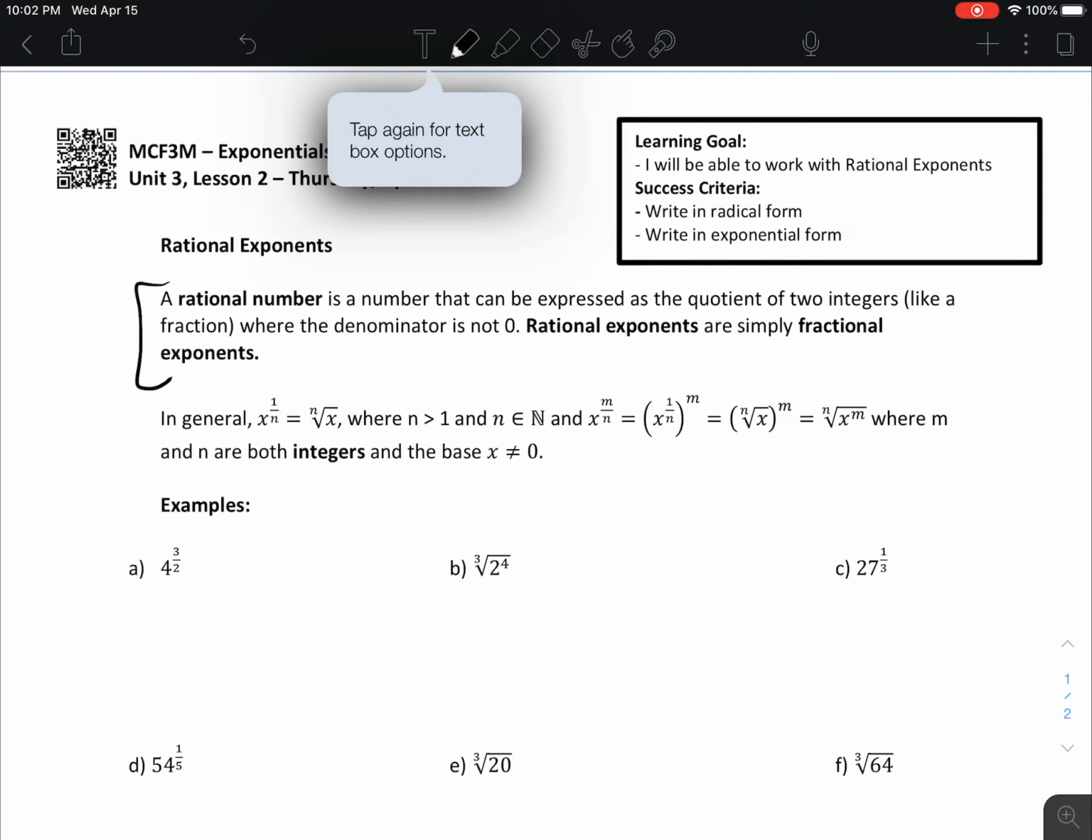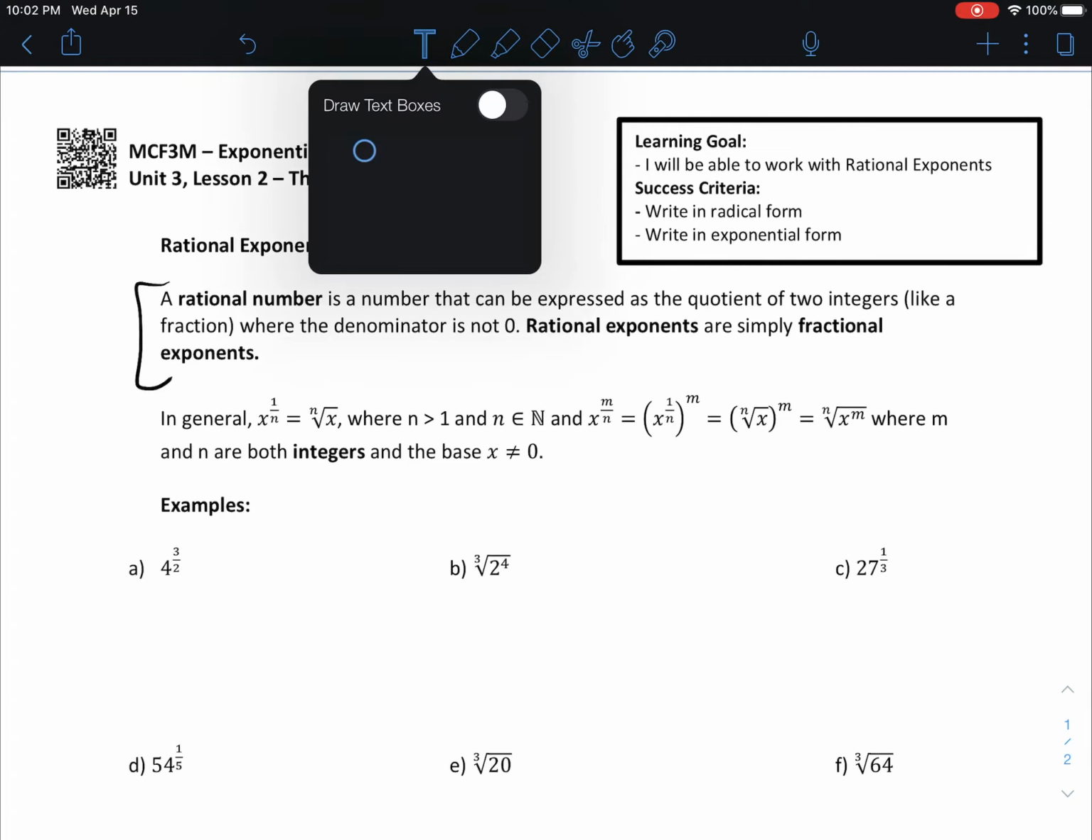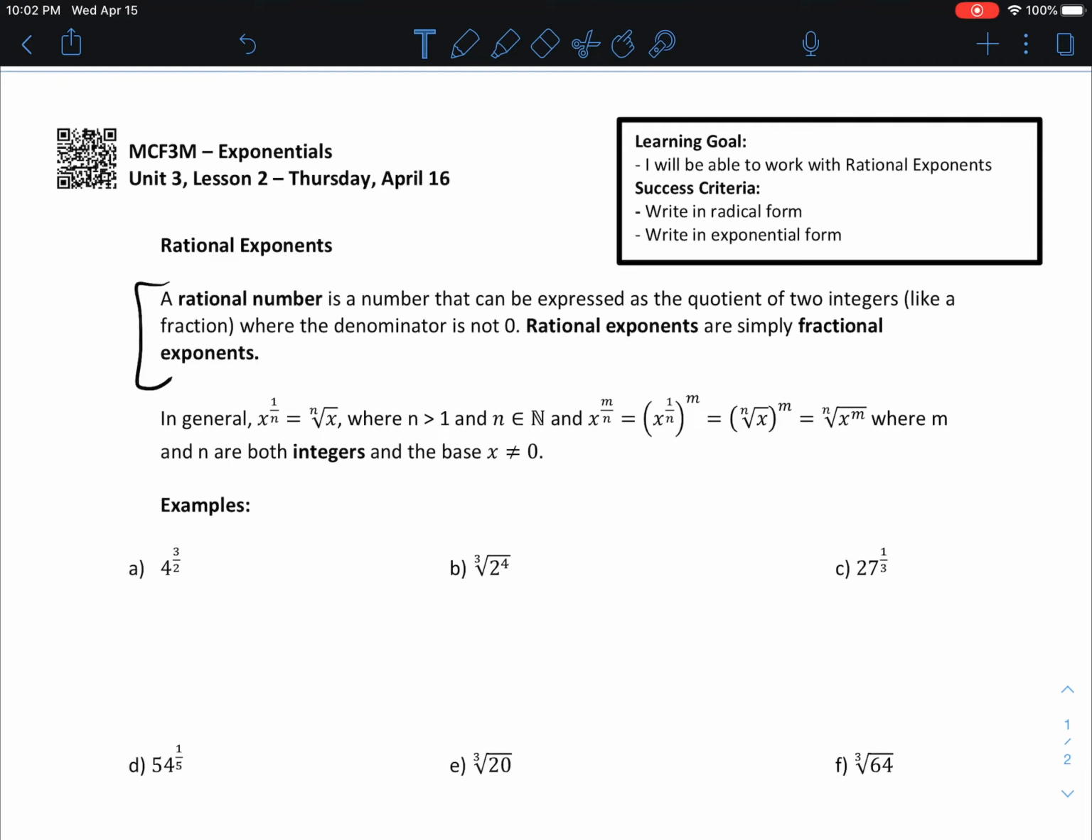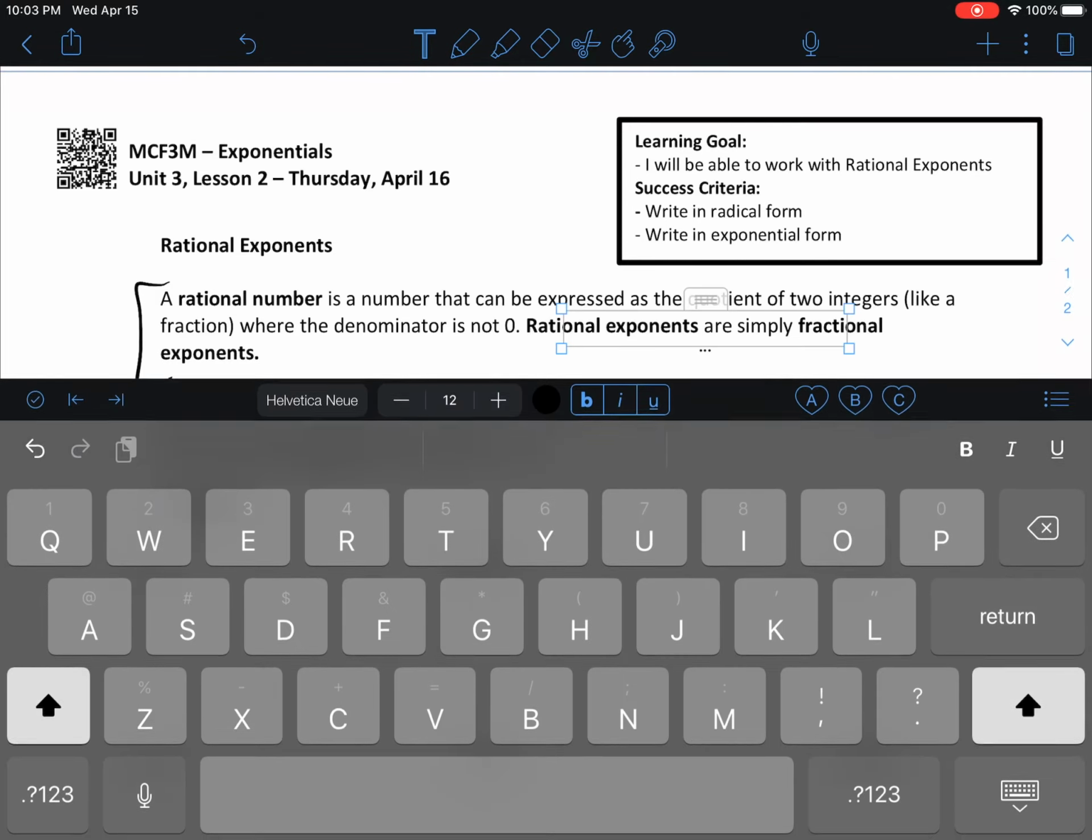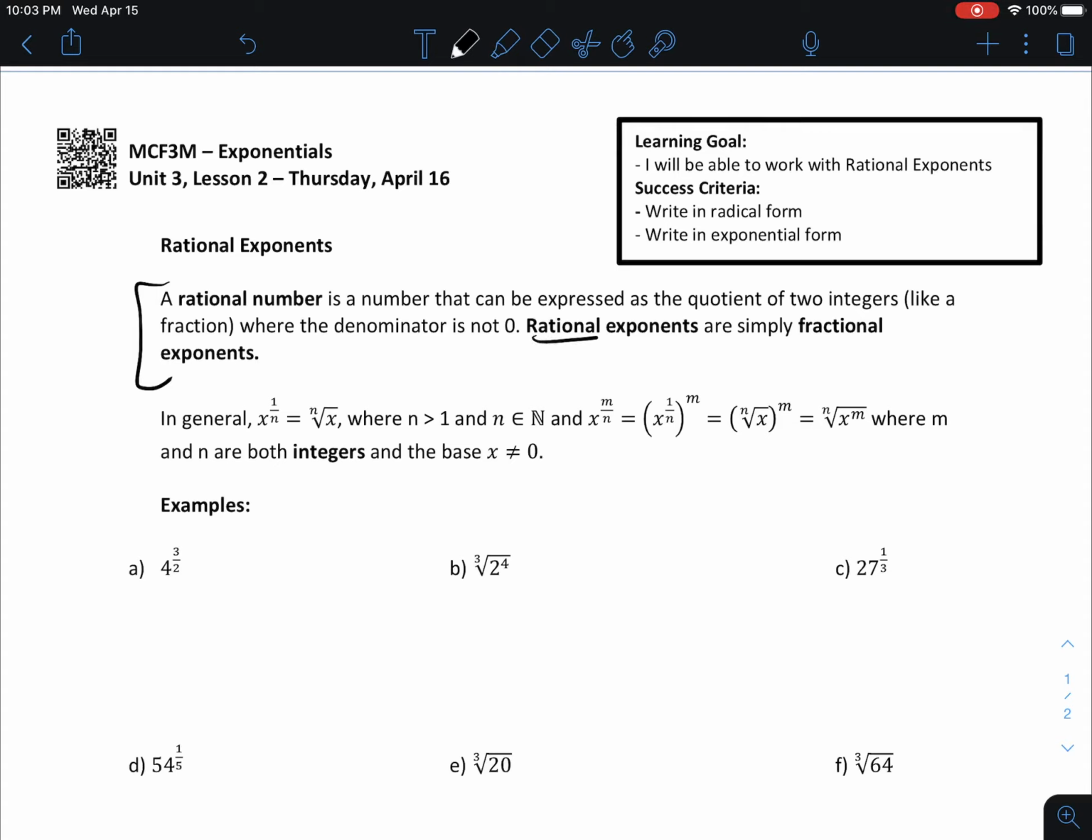Let's just quickly get a little bit of math jargon out of the way here. A rational number is a number that can be expressed as the quotient of two integers. That's just a fancy way of saying two numbers in a fraction, basically, where the denominator is not 0. You can't have 0 in a denominator, otherwise it just doesn't work. It's a math error. So rational exponents are simply just fractional exponents. That's what this is saying.